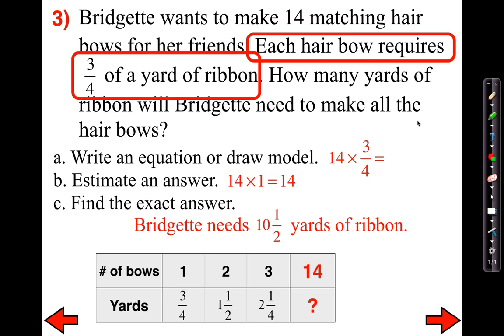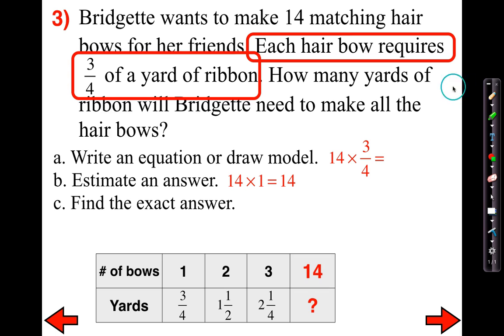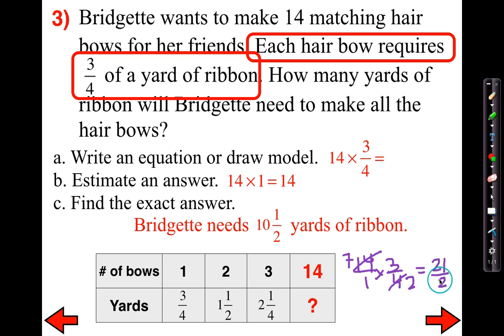Now to actually do the math, I'm going to go ahead and multiply straight across and do 14 over 1 times 3 over 4. Notice I can cross reduce between 14 and 4 by a factor of 2. 14 divided by 2 is 7. 4 divided by 2 is 2, leaving me with 21 over 2. Now, this is 21 halves. If you have 21 halves, altogether you basically have 10.5. So Bridget needs 10.5 yards of ribbon to make these 14 bows for her friends.